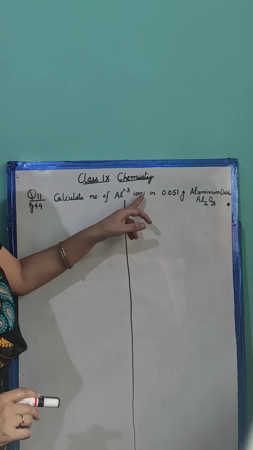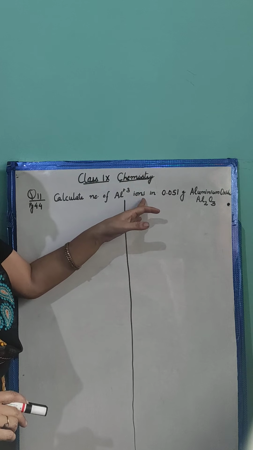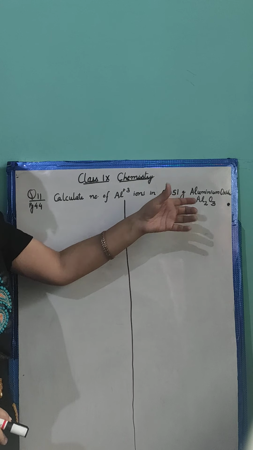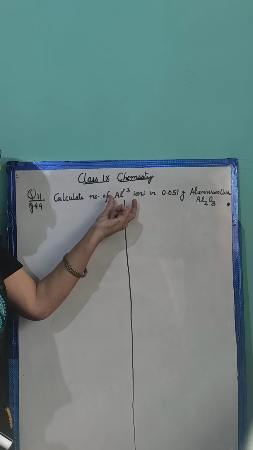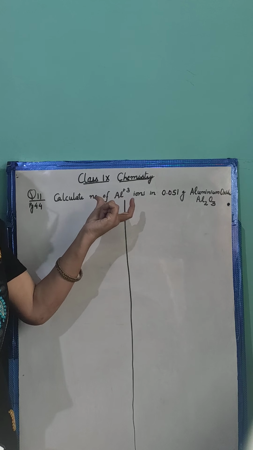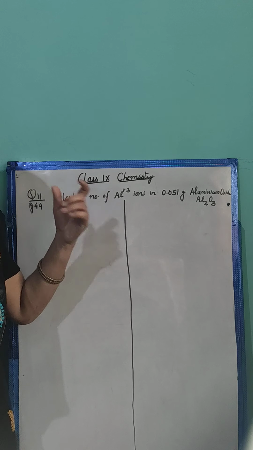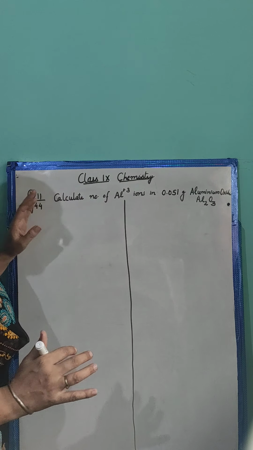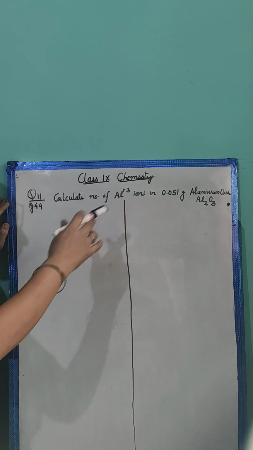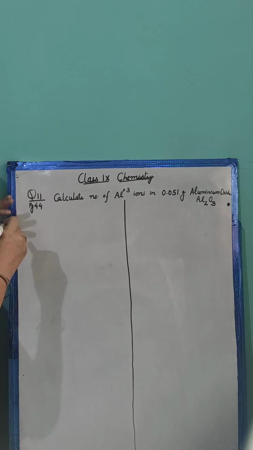Now we have to find the number of ions. This means we are to find, in a compound, different kinds of particles. This is type 3 of my mole concept questions. So first of all we will find the number of moles.